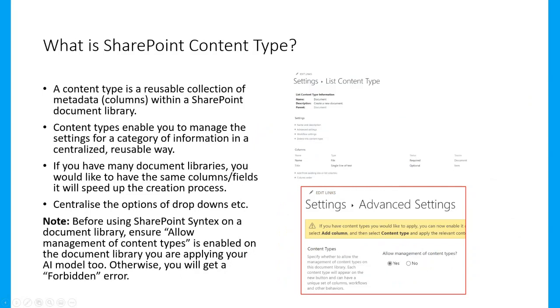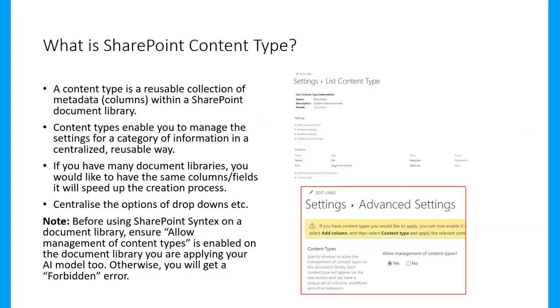So the next thing to then understand is what is a SharePoint content type? Now, a content type is a reusable collection of metadata. So what we talked about before, those columns inside of a SharePoint library, and you can pre-build these so you can reuse them across multiple document libraries if you wanted to. Content types enable you to manage the settings for a category of information in a centralized, reusable way. So you can have multiple different columns. You can have columns which are actually feeding from a centralized location.